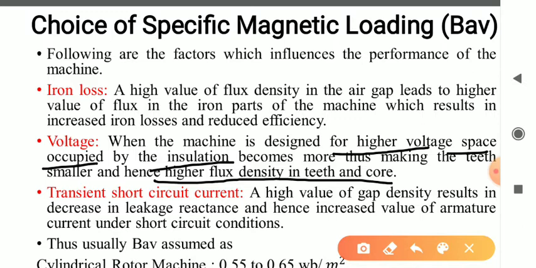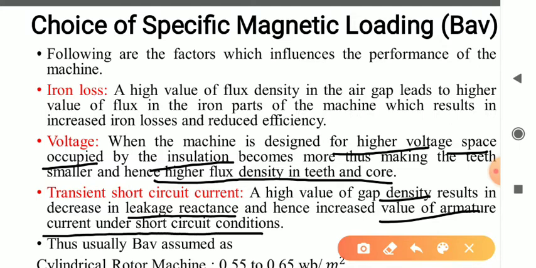And the last major factor which is influenced by the specific magnetic loading is the short circuit current. A higher value of the magnetic loading is nothing but a higher value of the flux density, which results in a decrease of leakage reactance, and the reactance acts as an opposition to the armature current under the short circuit condition. Hence, if the leakage reactance decreases, then the value of armature current under short circuit condition increases.